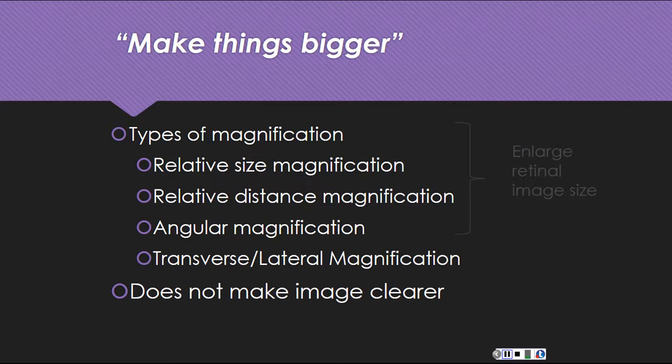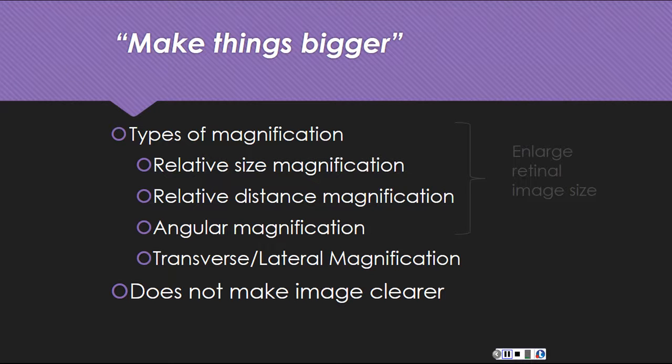The thing to think about is that when we make things bigger, it doesn't make things clearer. So it's not uncommon that you make things as big as you can for a patient, and they say, well, I can see it, but it's not clear. And as you go forth when you're prescribing your devices, you have to counsel your patients. This is going to allow you to see this object, but it's not going to make things crisp. It's not going to make it clear.